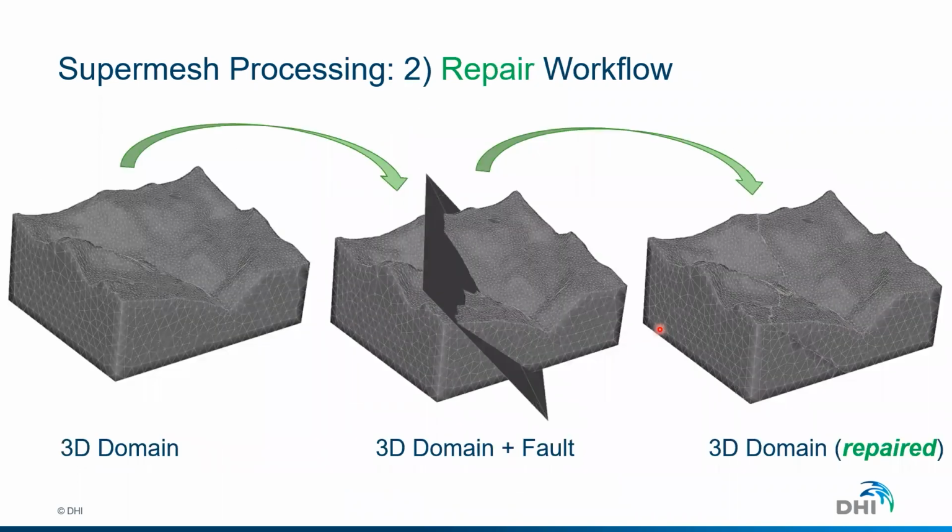The other workflow is called the repair workflow. The repair workflow starts like this. You have a domain which could have been previously remeshed by the workflow that I was showing you before, or not. If you think the triangulation is good enough, you can just start with what you have from the beginning, and then you can add a number of pieces of information. This information in this example is a fault, a very simple plane calculated or created in Python.